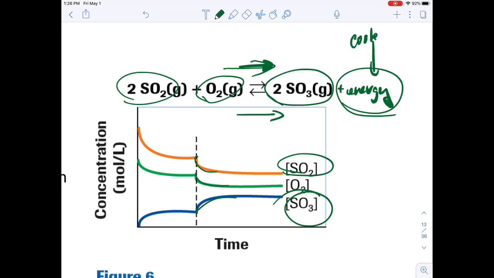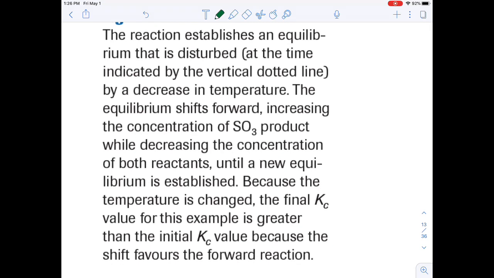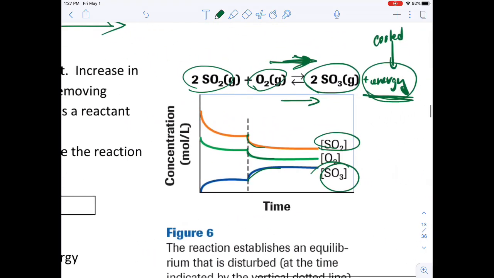This was cooled down. And if I look here, it says the reaction establishes an equilibrium that is disturbed at the time indicated by a decrease in temperature. It was cooled, and I know that because it shifted this direction, and it's an exothermic reaction. So when I look at these graphs, if I see the reactants and products doing opposite things, but there's no sudden change in concentration for one of the chemicals, then I'm assuming that this is a temperature change because they're doing opposite things.